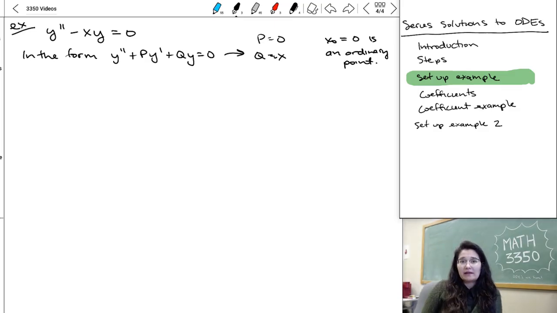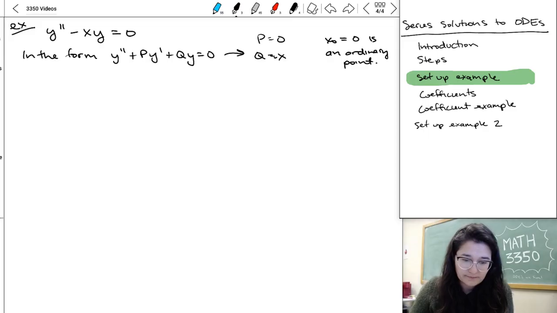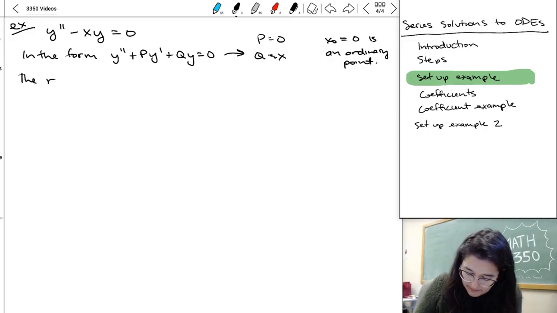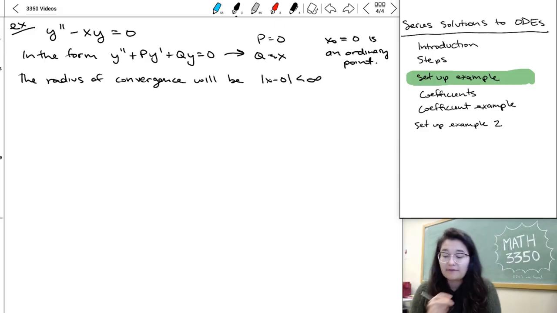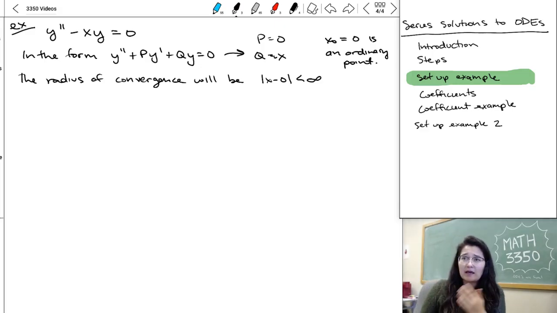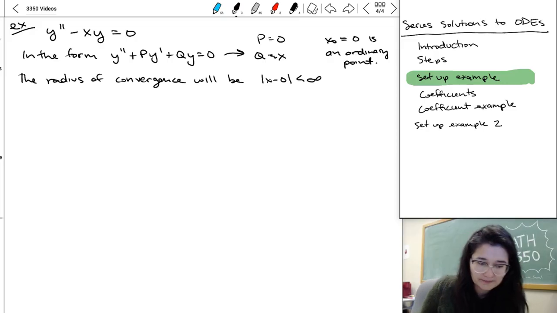And we can see that x0 equals 0, which we'd like to be what we called an ordinary point, is fine because 0 and minus x don't break anywhere, so 0 is a perfectly fine value to have. And in fact, because q and p don't break anywhere, the radius of convergence is going to be absolute value x less than infinity. So it will be the entire real line.